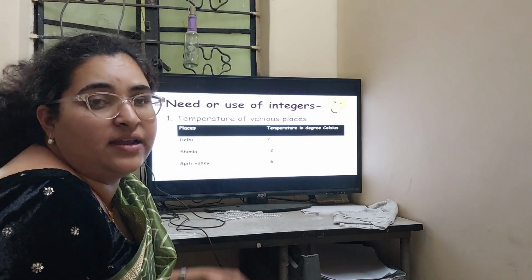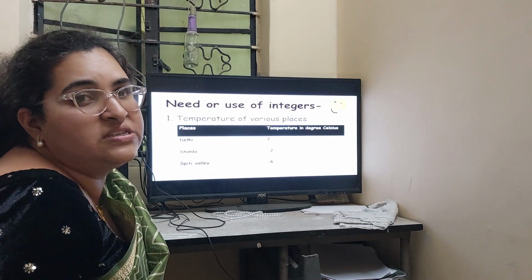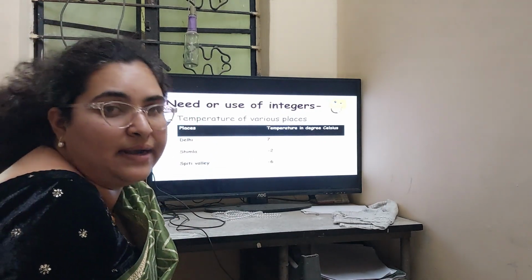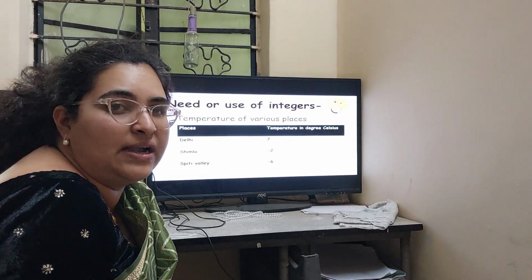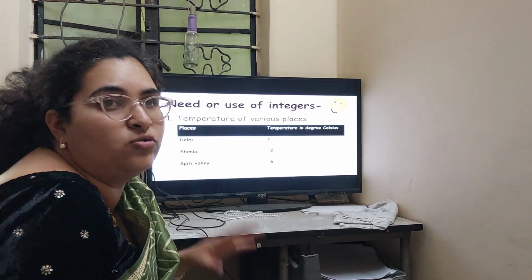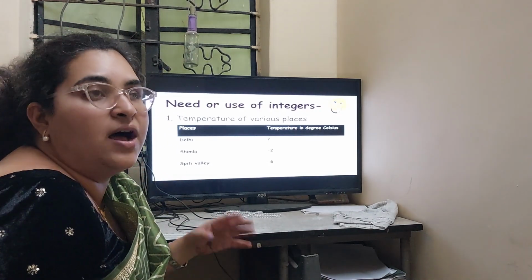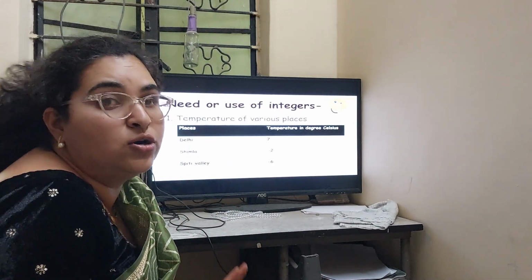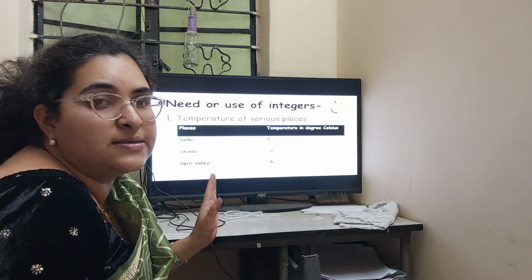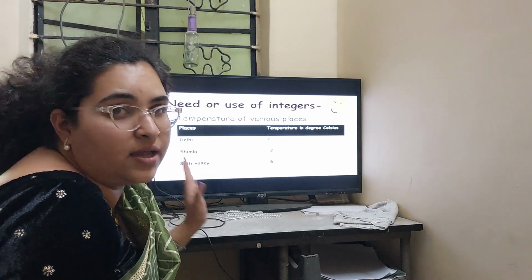Now children, in our refrigerator you must have seen there is an upper compartment that is called the deep freezer. Do you all know what is the temperature of that deep freezer? It is 0 to -4. Now imagine this Shimla is having temperature -2. So that is very very cold.